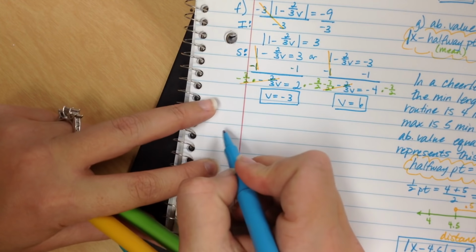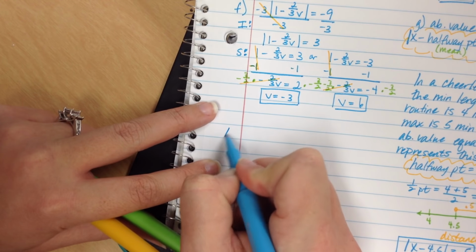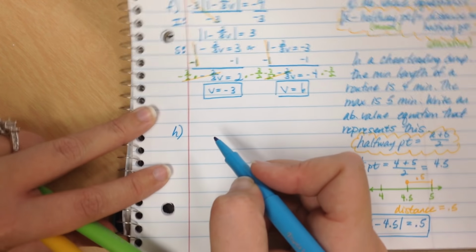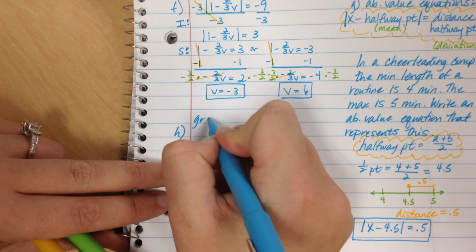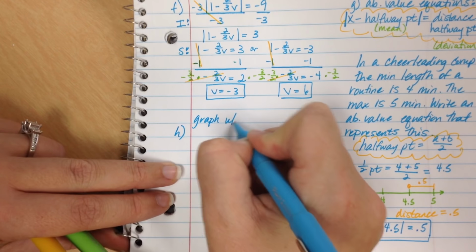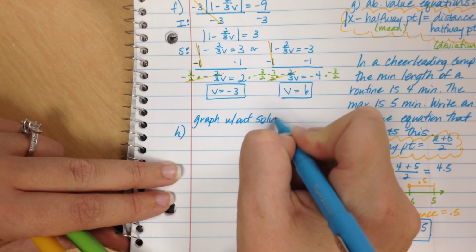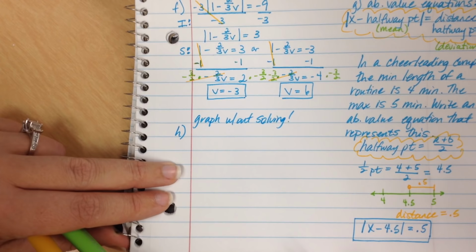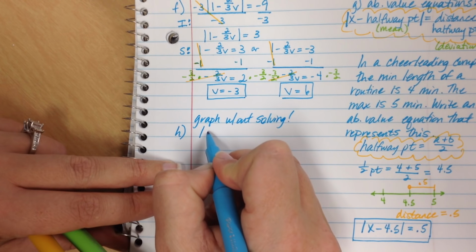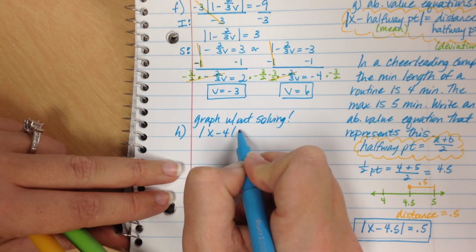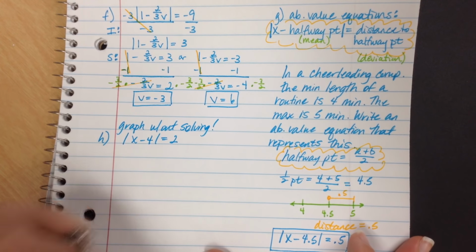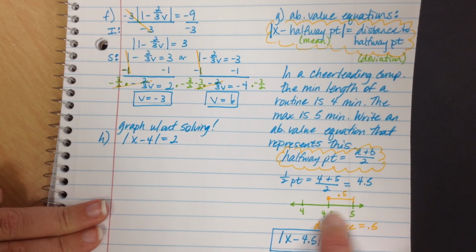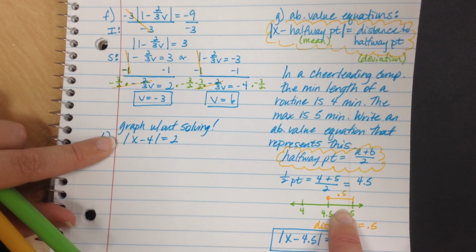All right, one more problem I'm going to have you do. This is EFGH. So we're going to graph this without solving. Here's the equation. Absolute value of x minus 4 equals 2. So basically what I'm wanting is a graph that looks like this for this equation.